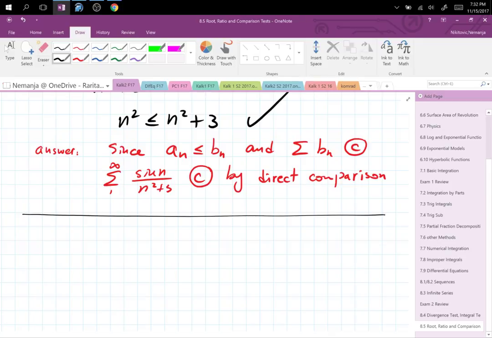Mark? Why does it have to be smaller than bn for all n?